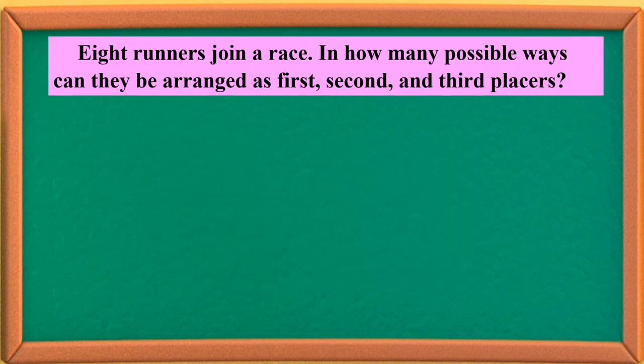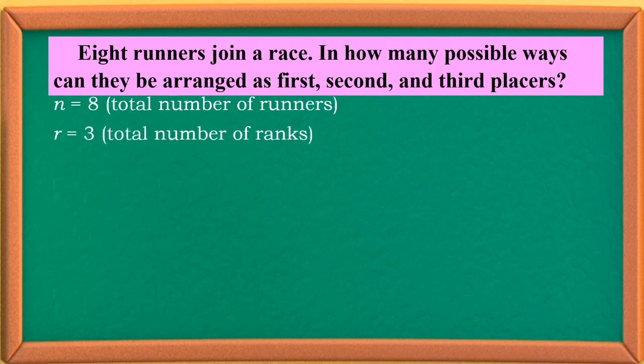Now let us try to solve the problem. You have to identify first the value of n and the value of r. So in this problem, the value of n is equal to 8 since this is the total number of runners who joined a race. The value of r is 3 since there are 3 ranks, that is the first, the second, and the third.